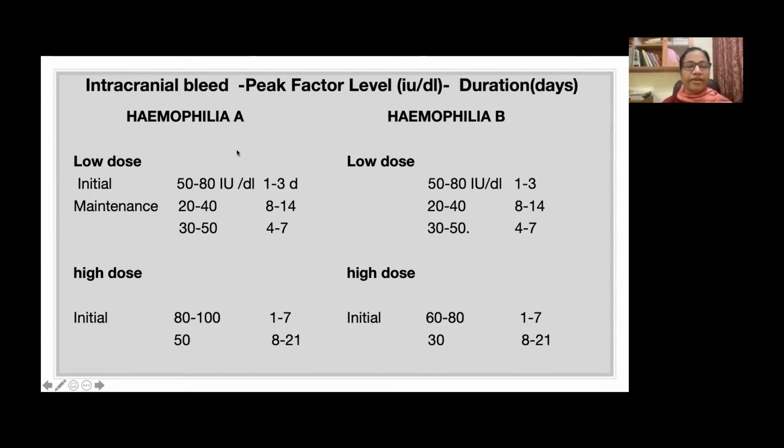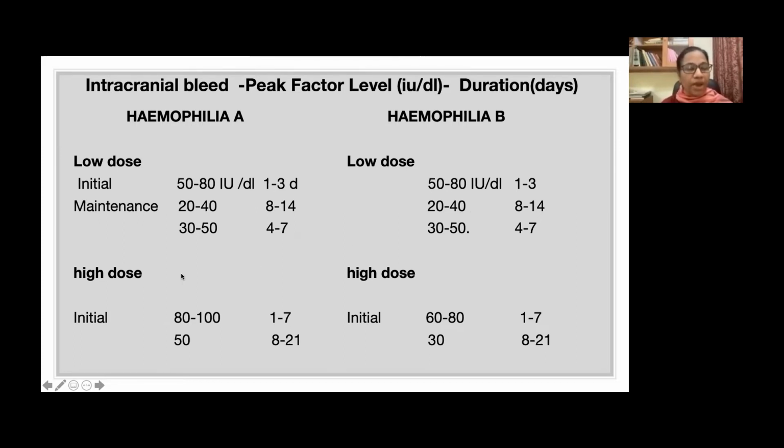So the peak factor level and duration of treatment recommended is, you can see, 1 to 3 days, 8 to 14 days, and 4 to 7 days. 3 dose patterns are recommended, that is 1 to 21 days of treatment. We have to give 50 to 80 IU per deciliter, followed by 20 to 40 for 8 to 14 days, and 30 to 50 for 4 to 7 days. Almost the same with factor 9 deficiency also.